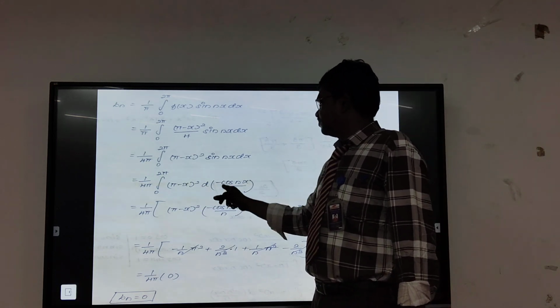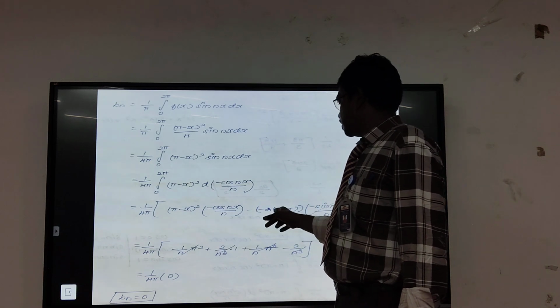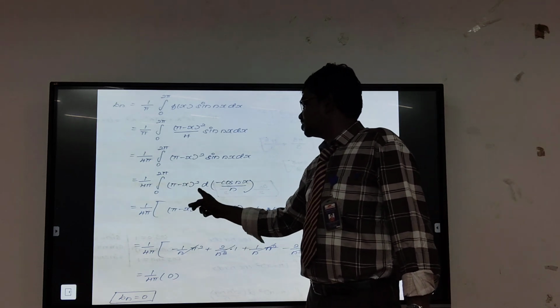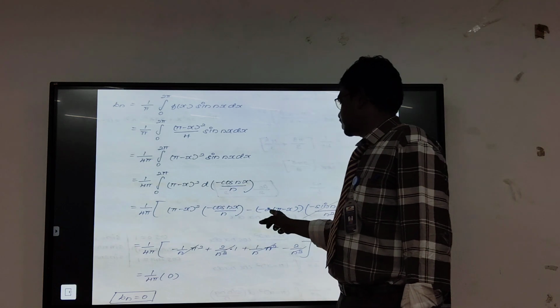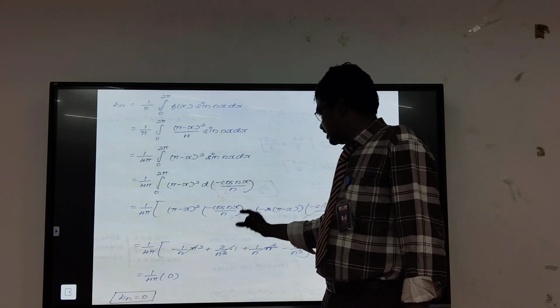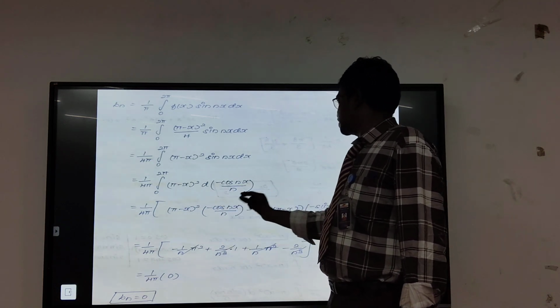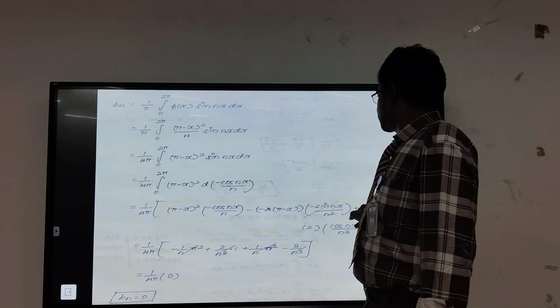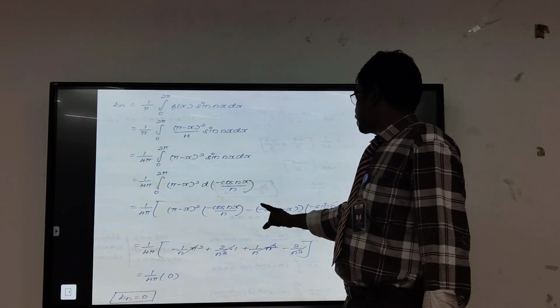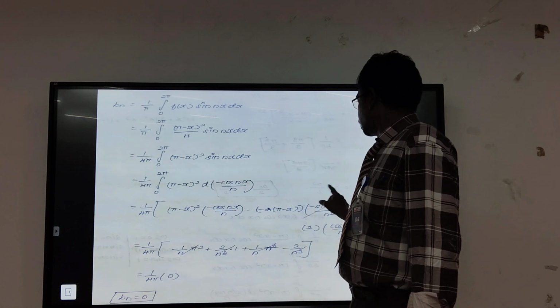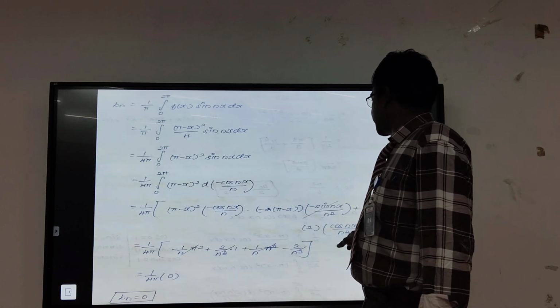So u v, okay. Next u dash, the same. How do you differentiate here? 2 into pi minus x, minus 1. Now integrating this, minus sin nx by n square. The formula is plus u double dash v2. So differentiating this 2, and integrating this, cos nx by n cube.